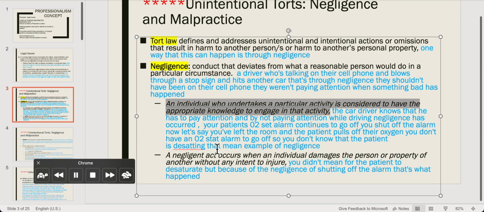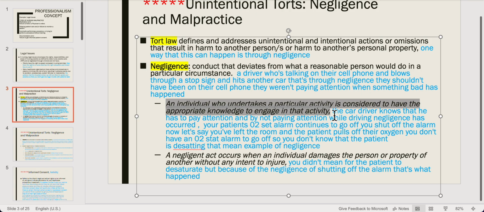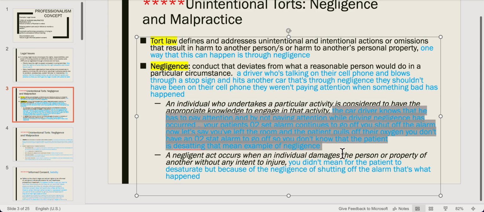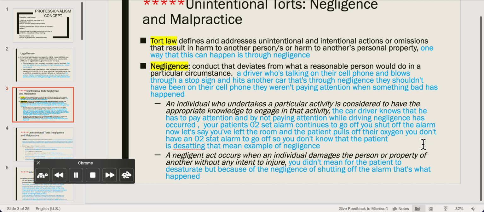An individual who undertakes a particular activity is considered to have the appropriate knowledge to engage in that activity. The car driver knows that he has to pay attention, and by not paying attention while driving, negligence has occurred.